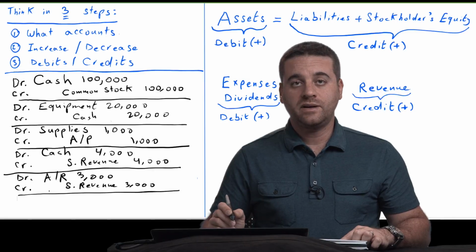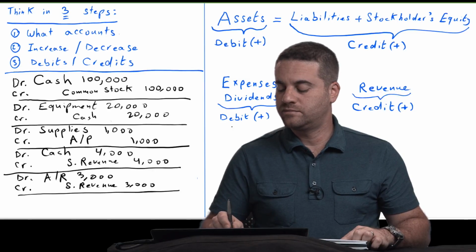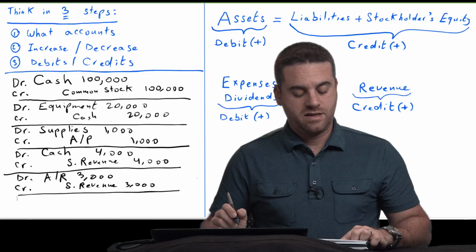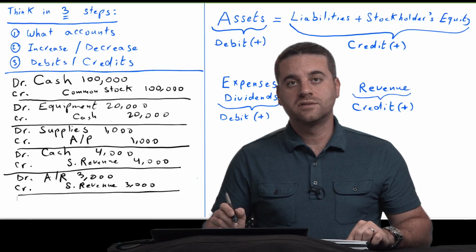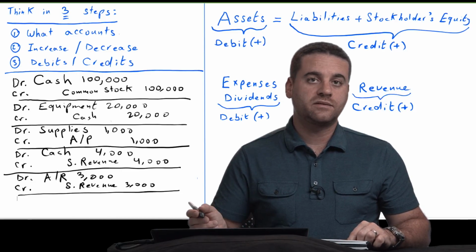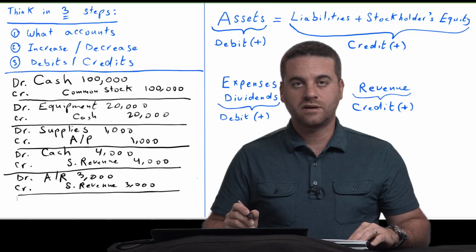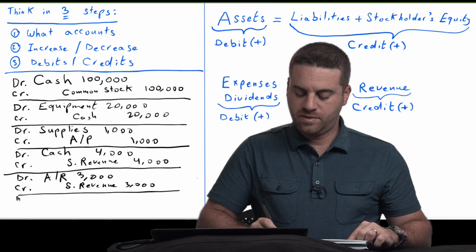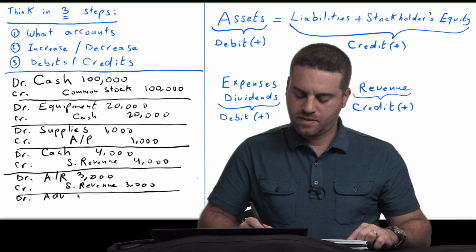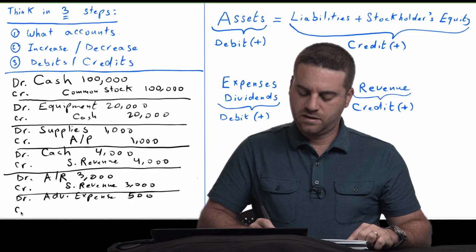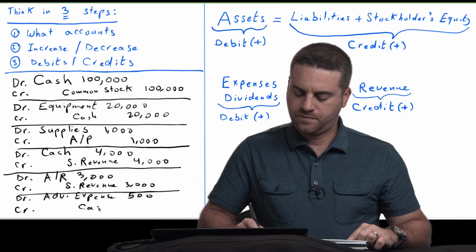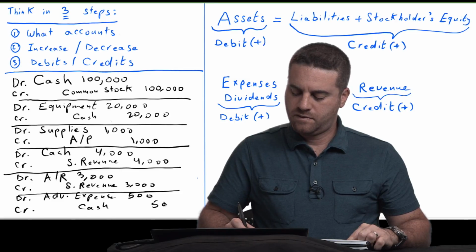So an expense account will increase with a debit, because that's what we know from the formula here. And our cash will decrease, which is an asset, so that will be a credit, because assets decrease with a credit. Okay, so debit, advertising expense, for $500, and then credit, cash, $500.